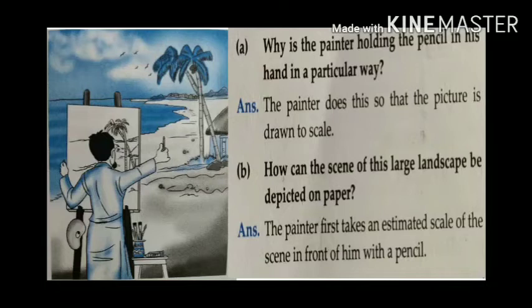How can the scene of this large landscape be depicted on paper? That means when you see a scene, it is big. Then how can the painter draw that big scene on that small paper? The painter first takes an estimate of the scale of the scene in front of him with a pencil. So you can see in the picture.